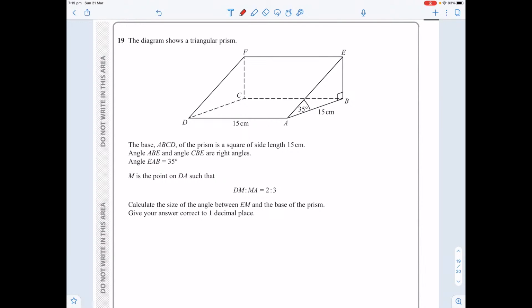Okay, so question number 19. We have a triangular prism, and we are told that the base ABCD of the prism is a square of side length 15 centimeters. The angle ABE and the angle CBE are right angles. Angle EAB is 35 degrees. M is the point on DA such that DM and MA are in the ratio 2 to 3. Calculate the size of the angle between EM and the base of the prism.